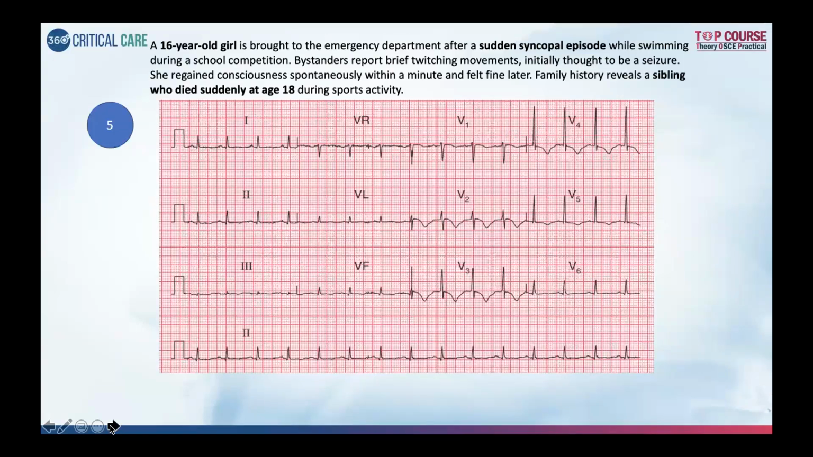So this ECG: a 16-year-old girl brought to the emergency department after a sudden syncopal episode during a school competition. Bystanders report brief twitching movements, initially thought to be a seizure. She regained consciousness spontaneously within a minute and felt fine later. The family reveals a sibling who died suddenly at the age of 18 during a sports activity. So anyone who wants to try?